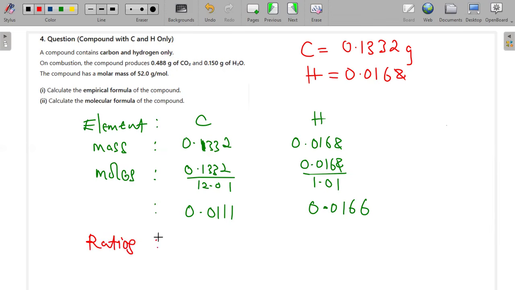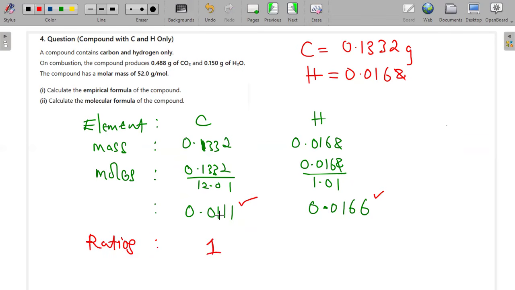Okay, so for the ratios, we look at which one of these two is the smallest number. So we see this is 0.11, this is 0.0166. So this one is bigger, this one is smaller. So we're going to divide throughout by the smaller number, which is this one. So this one divided by itself, I'm just going to have 1. And then this one divided by this, what do I get?